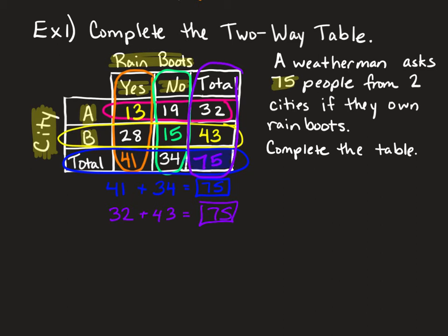Notice that we were also given 75 right here in the problem. And so we have completed this two-way table. We just used information that we knew that we were given to figure out the missing pieces. And notice there were multiple ways to figure them out.